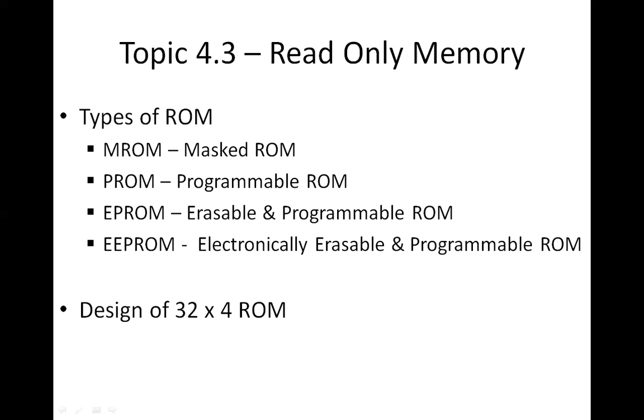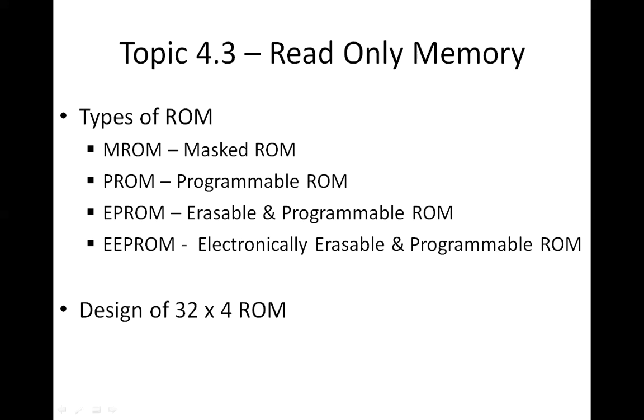The third topic is read-only memory. There are certain types of ROM we will see here. The first is MROM. It was the first basic type of ROM, that is masked ROM. Masked ROM was prepared when the data to be written in it is written by the company itself when they are preparing the ROM.